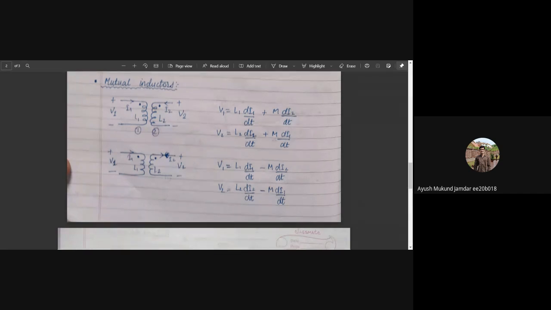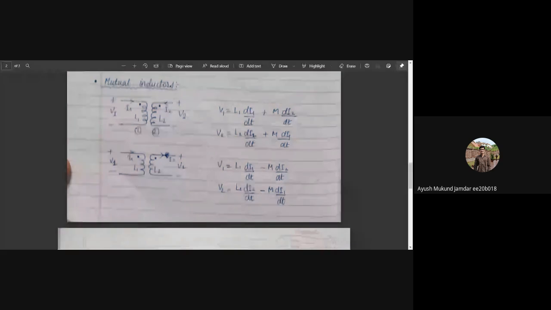So in the first case, as you can see, the inductors have been placed and the VI parameters have been labeled according to the passive sign convention, which we discussed recently, with L1, L2 being their inductances, and M being the mutual inductance. So it is evident that V1 is L1 di1 by dt plus M di2 by dt, since V1 will also depend on I2, and so goes for V2.